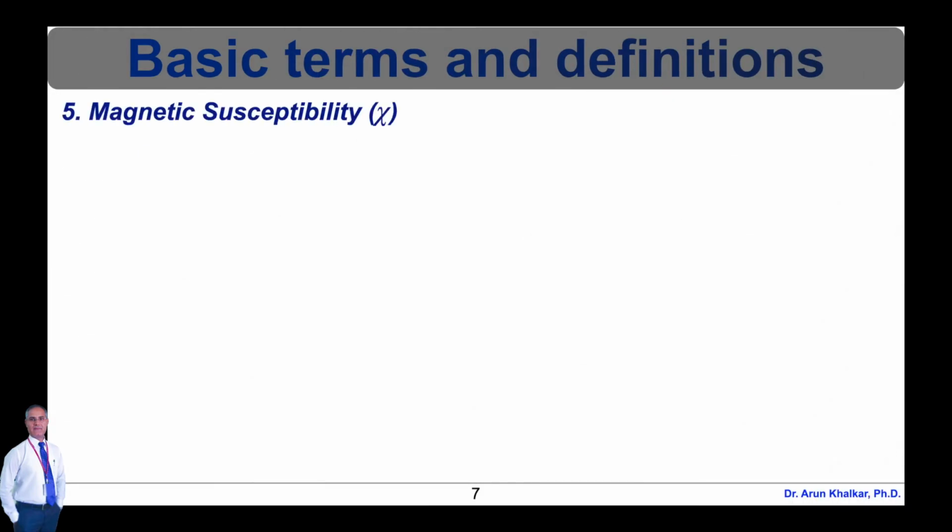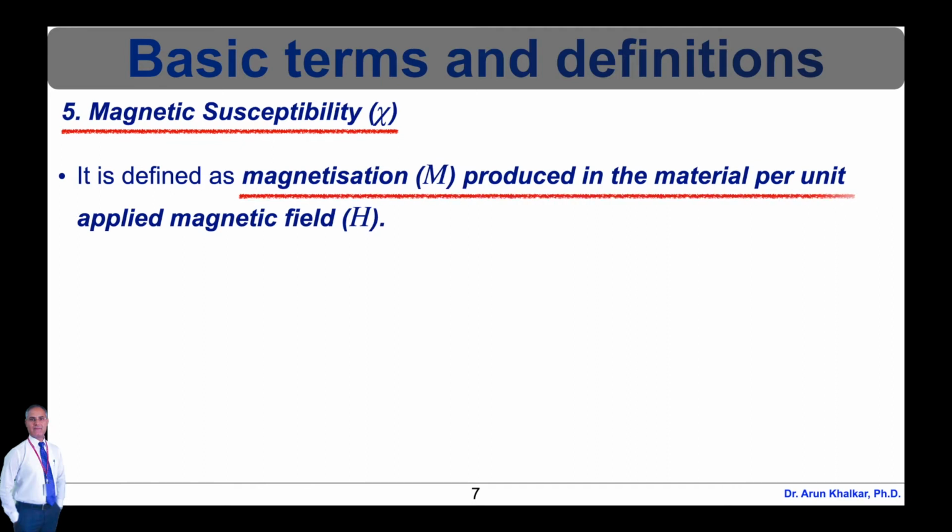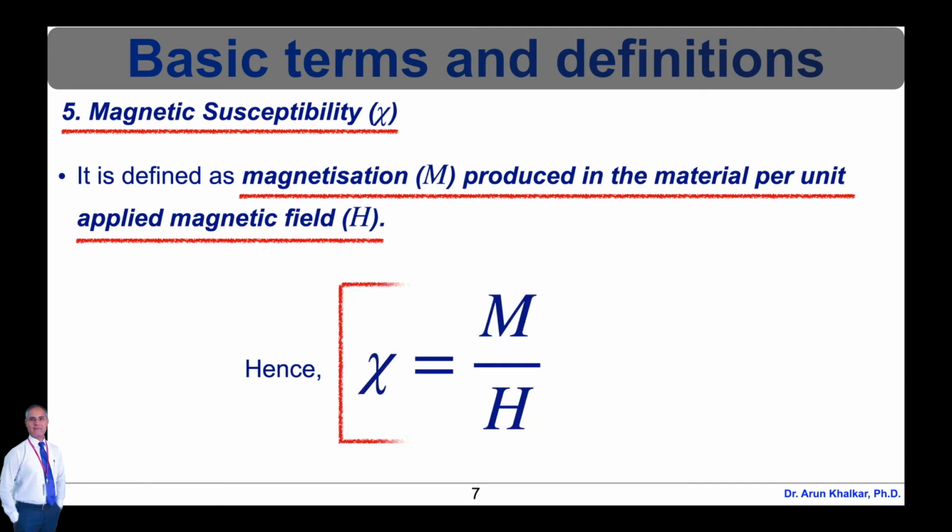Now let's see magnetic susceptibility, which is represented by symbol Xi. The magnetic susceptibility of a material is a measure of the ease with which the material can be magnetized. It is defined as magnetization M produced in the material per unit applied magnetic field, that is H. Hence we can write the magnetic susceptibility Xi is equal to M upon H. Materials having high susceptibility are easily magnetized. This is one of the important properties of the materials.